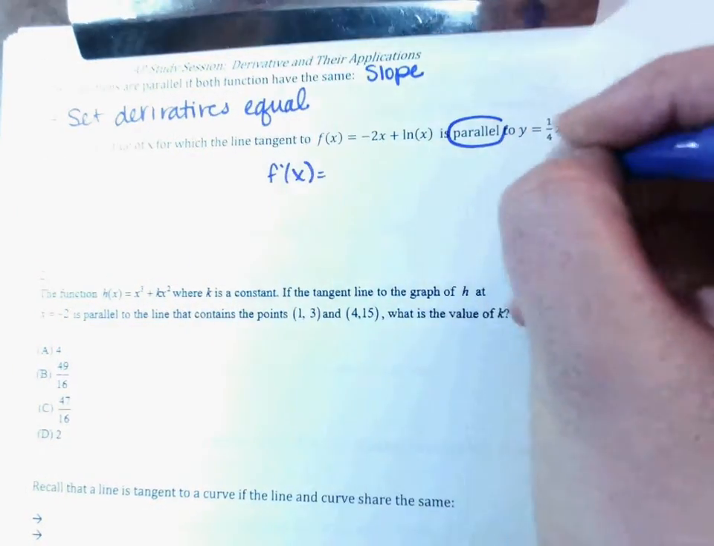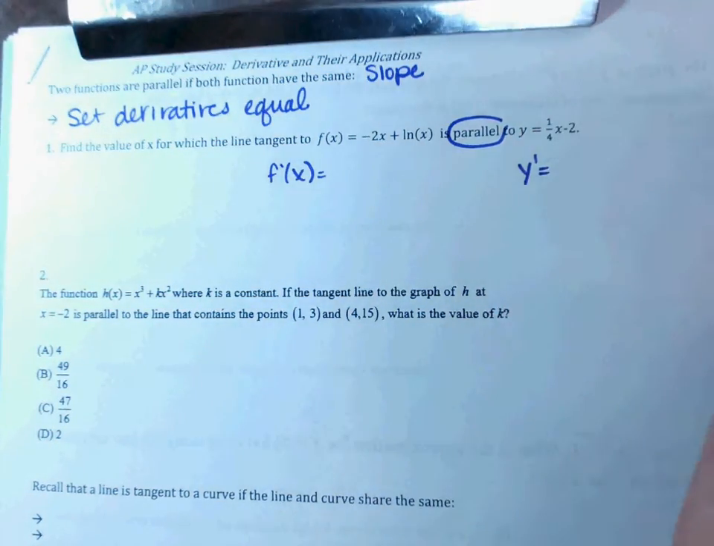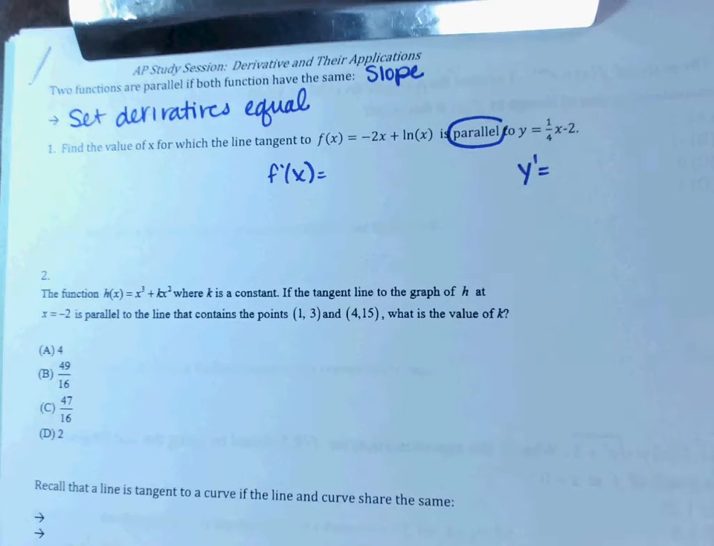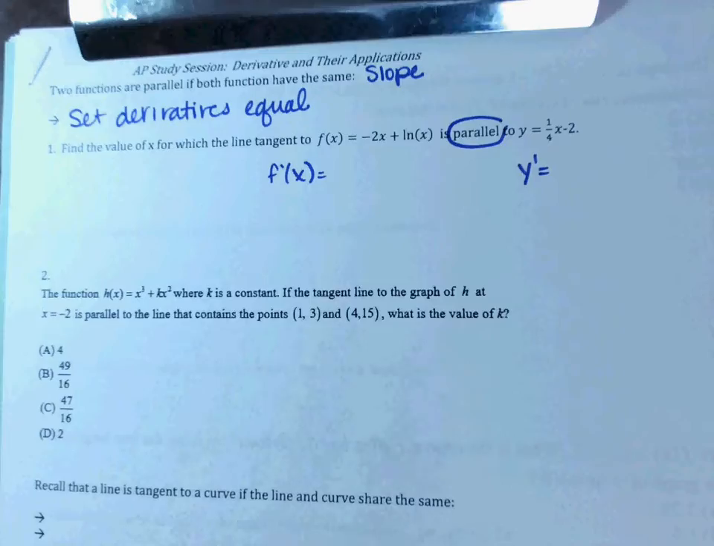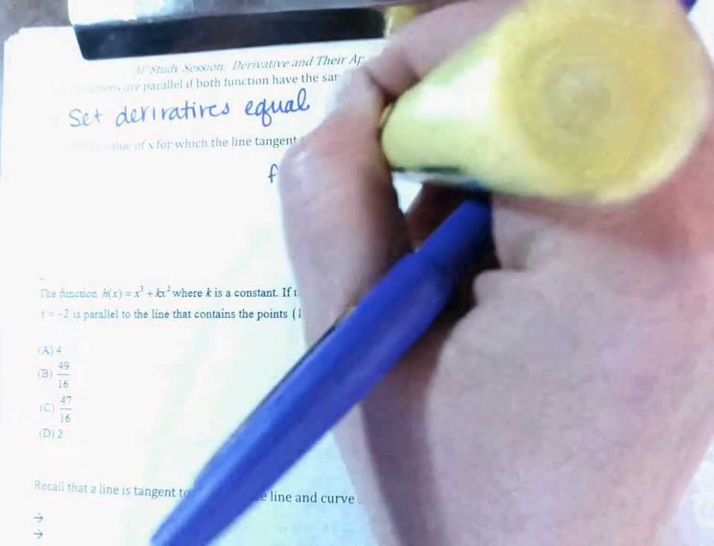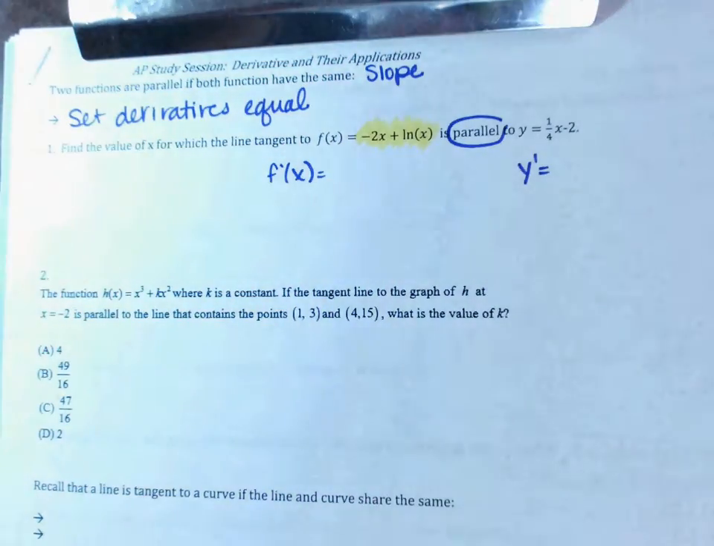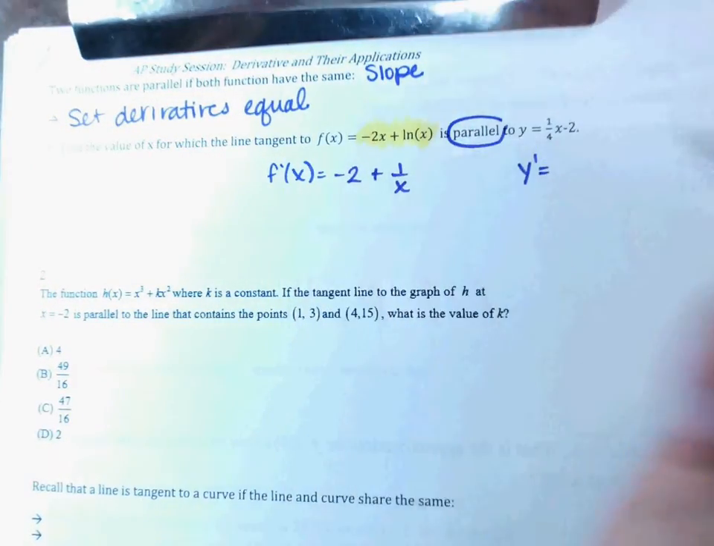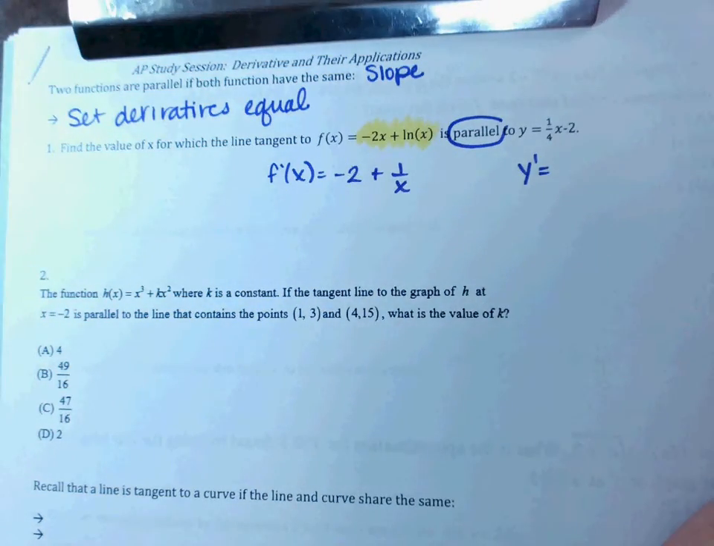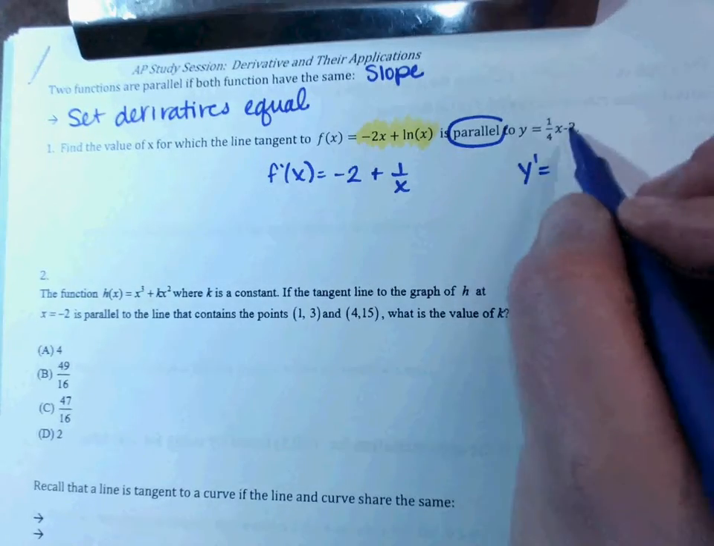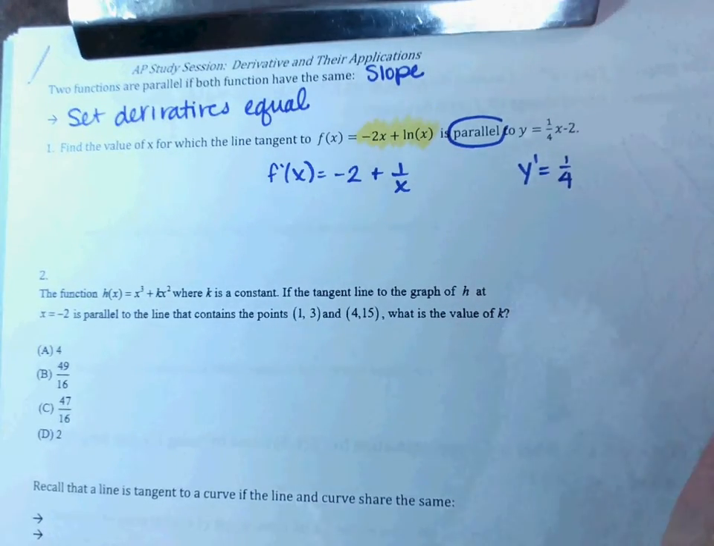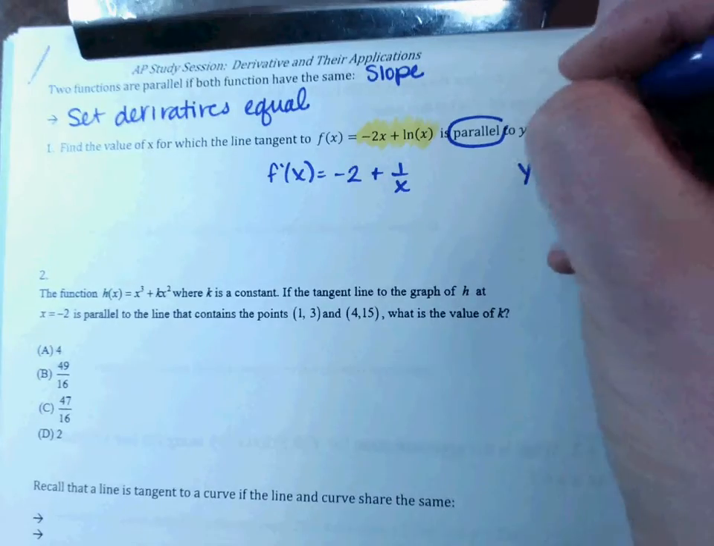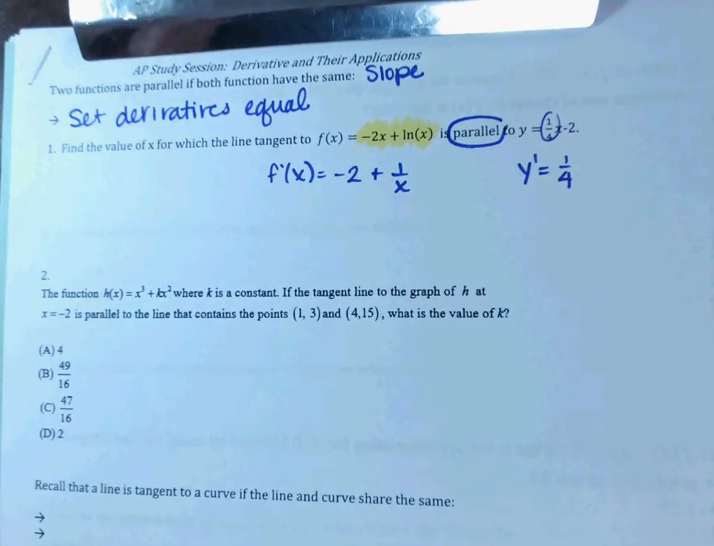So what will f prime of x be and what will y prime be? Yes, and what's the derivative of negative 2x? The derivative of negative 2x is negative 2. And then the derivative of ln x is 1 over x. Then for y prime, what's the derivative? 1/4. Remember, if it's a line, it's just the m, or you can take the derivative either way.